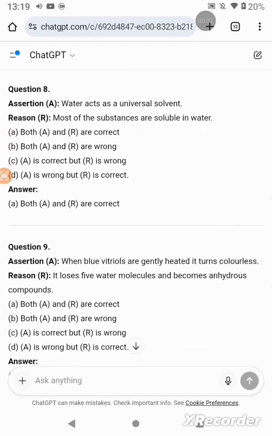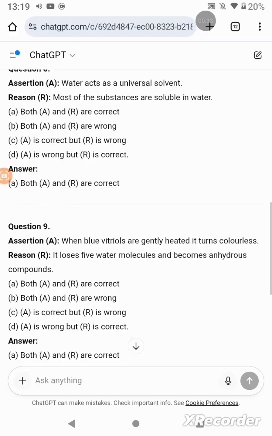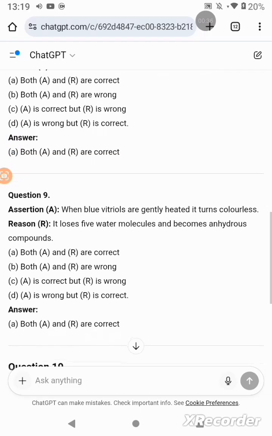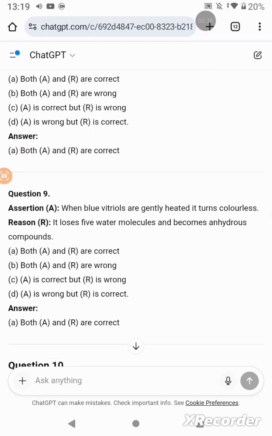Question 8. Assertion A: Water acts as a universal solvent. Reason R: Most of the substances are soluble in water. A. Both A and R are correct. B. Both A and R are wrong. C. A is correct, but R is wrong. D. A is wrong, but R is correct. Answer: A. Both A and R are correct.